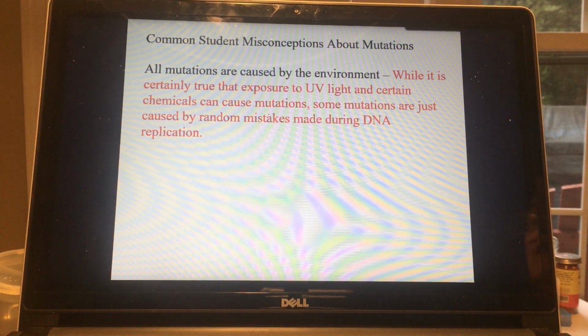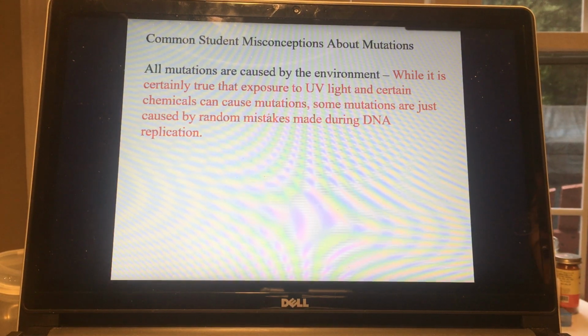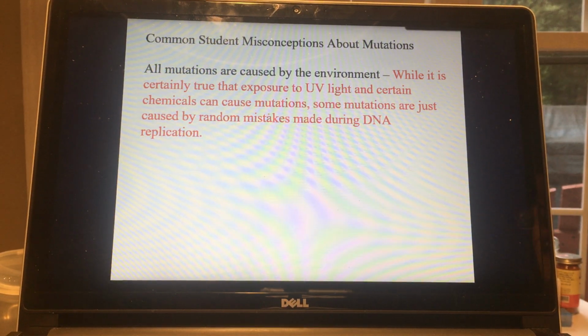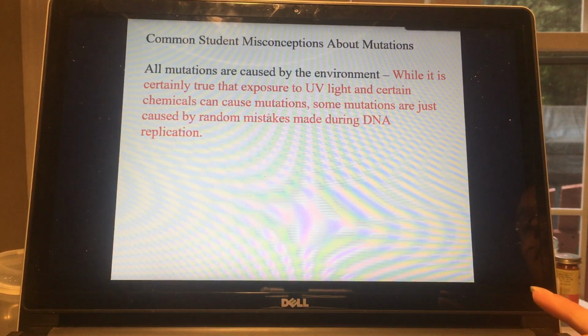The next common misconception is that all mutations are caused by the environment. While there are definitely environmental factors that can cause DNA to mutate, like ultraviolet light or certain chemicals, sometimes mutations just happen by random mistakes made during DNA replication that the proofreaders don't find. Anytime you're copying DNA, there's the chance that it's going to go wrong, and it may not have any cause whatsoever.